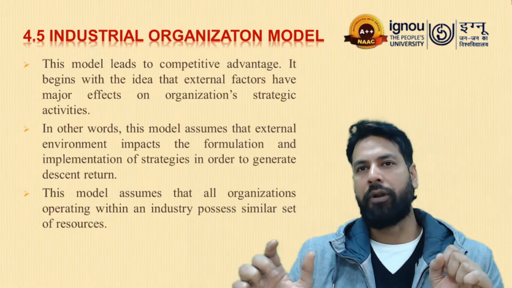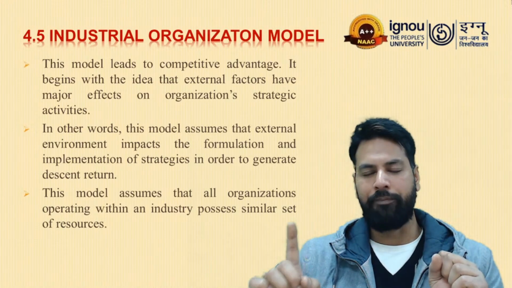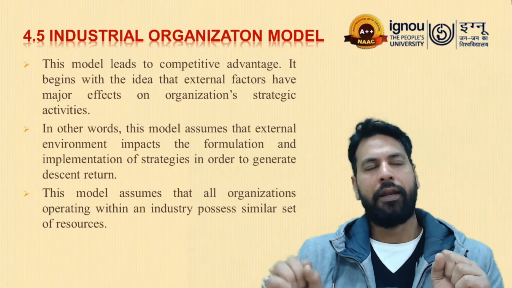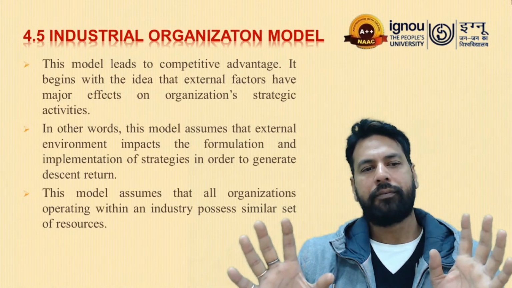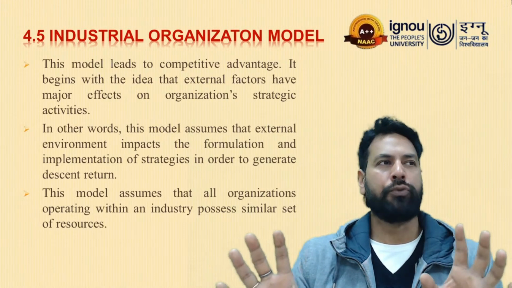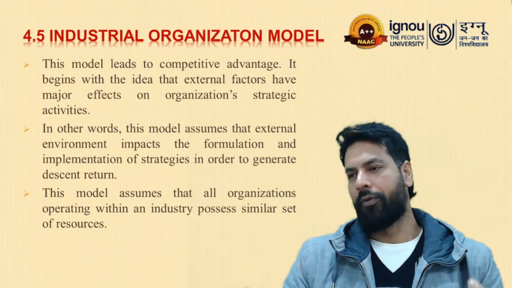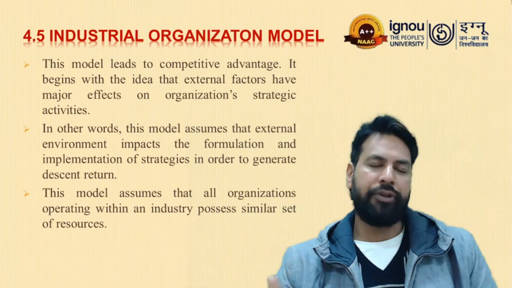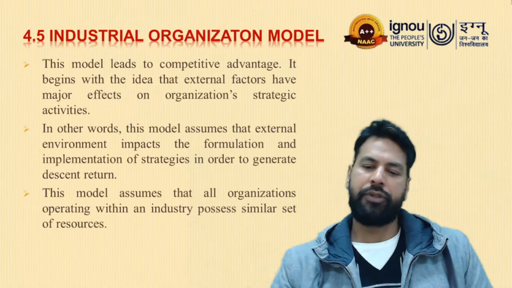So this industrial organization model, again to recapitulate, talks about how the external environment is very, very important. It plays a role in shaping the strategy of a company. It also assumes that every organization has more or less the same set of resources. The company which utilizes those resources in the best possible manner, with cutting edge technology, or with a vendor relationship and a customer relationship, those companies emerge as a leader of the industry. I hope this is clear.